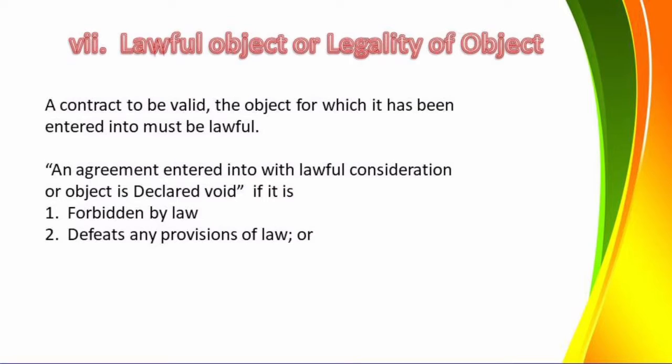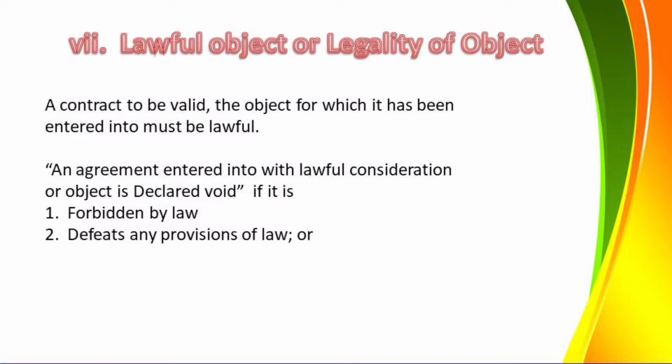Today we are going to analyze another condition, which is lawful object or legality of the object. Whenever you are entering into a contract, it must be lawful. Unlawful contracts are unenforceable. So for a contract to be valid, the object for which it has been entered into must be lawful. Unlawful contracts or illegal contracts are unenforceable.